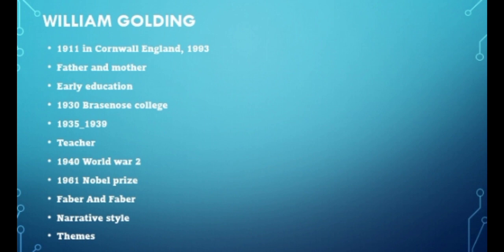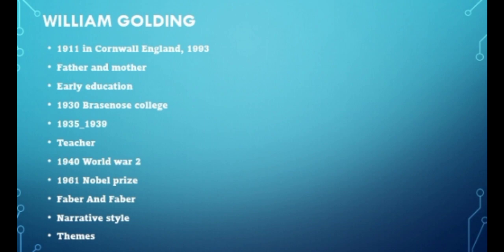William Golding was born in 1911 in Cornwall, England, Britain, and he died in 1993. His father was a school science teacher and his mother was an active member of the Women's Suffrage movement. He was educated at Marlborough Grammar School and in 1930 he took admission in Brasenose College.